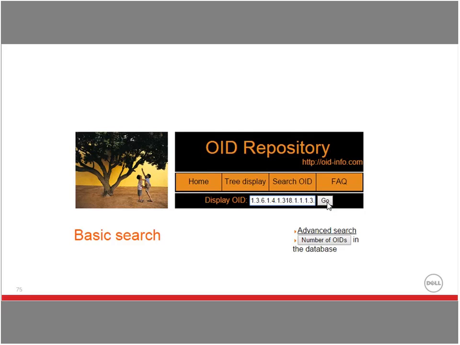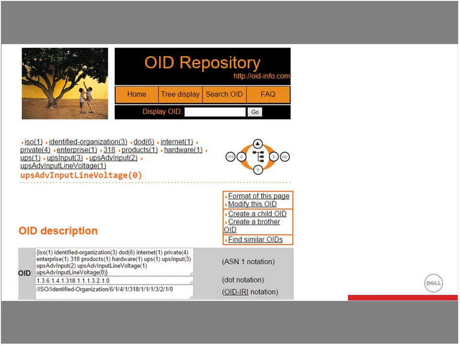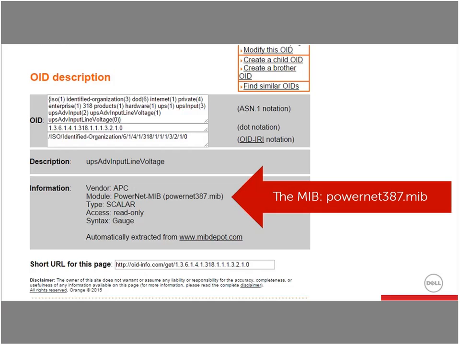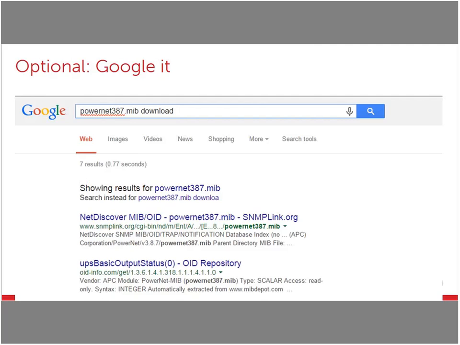Then you actually do the search. You scroll down, and you'll see here's the MIB, PowerNet387.mib. This is the actual MIB file that you want to grab, and you can download it. You can see the short URL for this page, and so on and so forth. Good stuff.